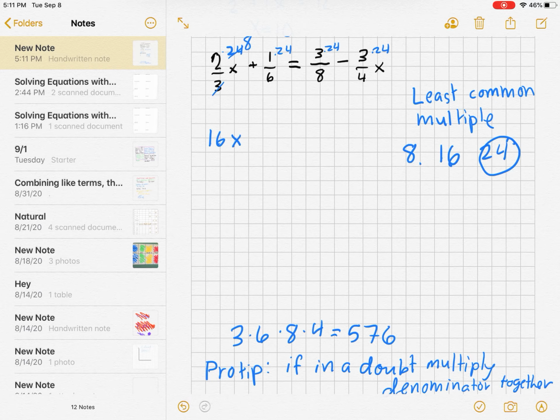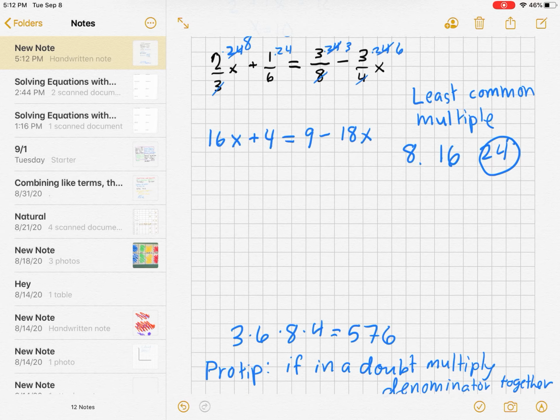1/6 times 24 is the same thing as 24 divided by 6, which is 4, equals 3 times 24 divided by 8. So we have to divide those together. You get 3. So we have 3 times 3, which is 9, minus 3/4 times 24. It's just the same thing as 3 times 24 divided by 4. So we can reduce those out. You get 3 times 6, which is 18.